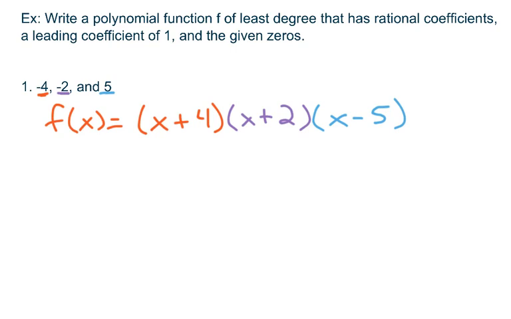Okay, so once we've got this set up where we have f of x because it says polynomial function f, we have our three factors because we had three zeros. All we need to do now is FOIL. We need to multiply these all together. Okay, so I'm going to start with the first two. x plus 4 times x plus 2.